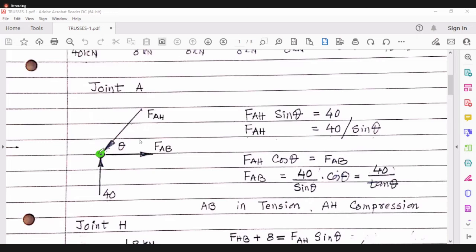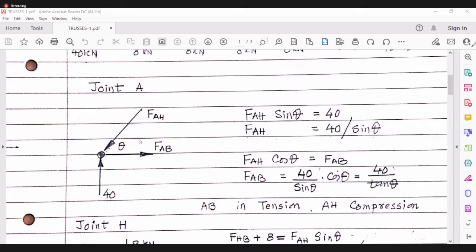So the sum of all forces is zero. As a result, the sum of the x components of the 40, FAH and FAB is 0. And the sum of the y components of the 40, FAH and FAB is also 0.